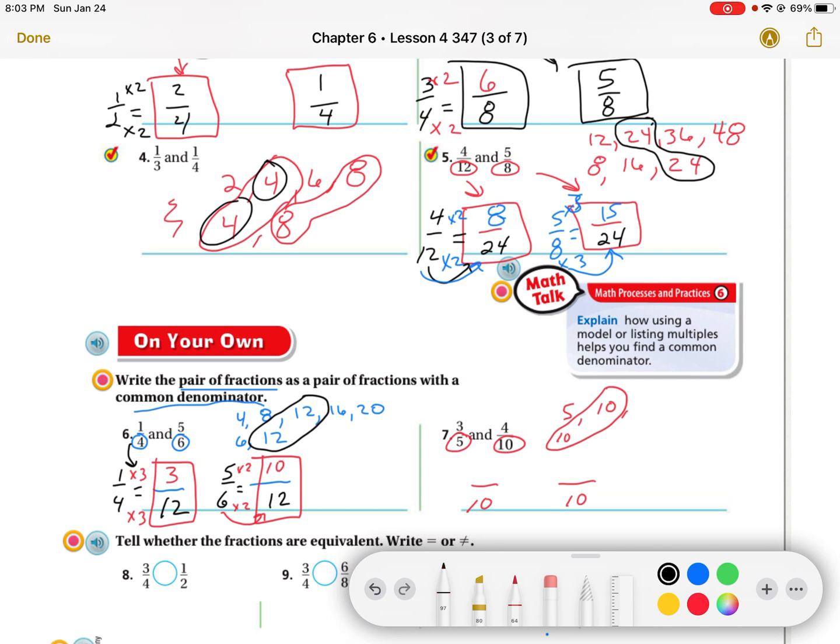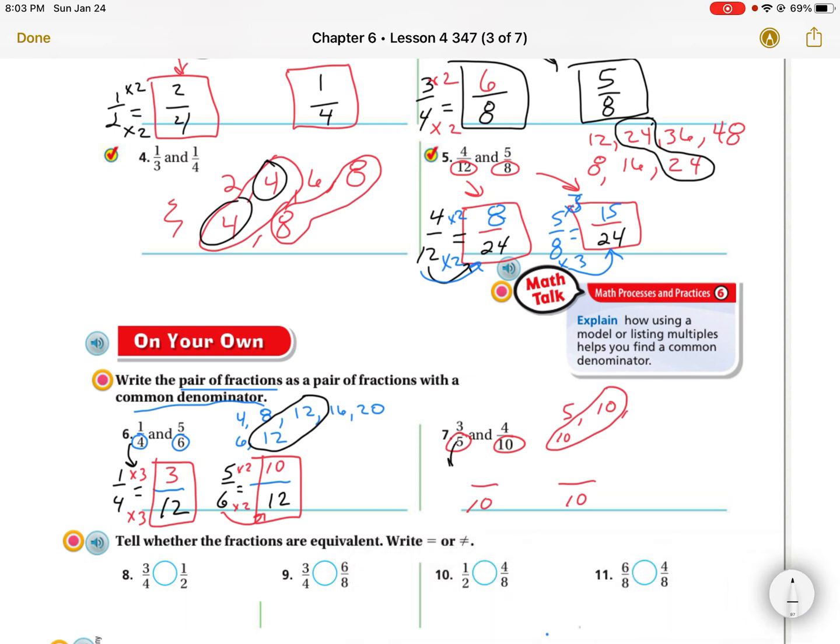Notice that I'm always going in order from left to right. So 3/5 is equal to how many tenths? Well, 5 times 2 is 10, so 3 times 2 is 6. That's the answer for this one.